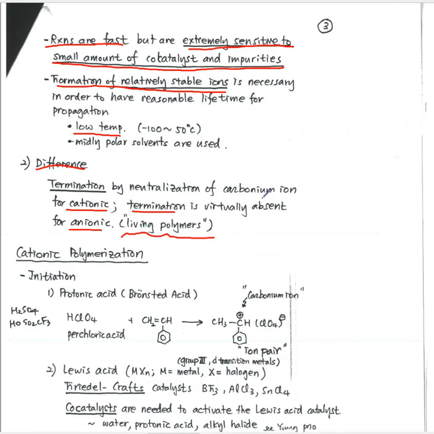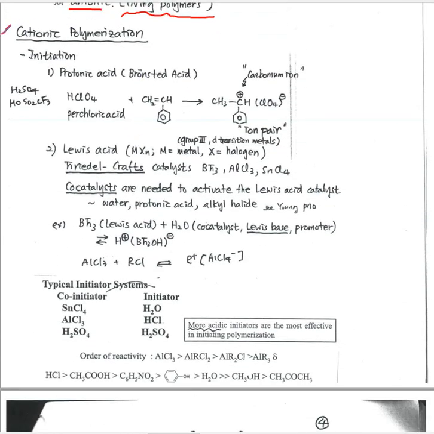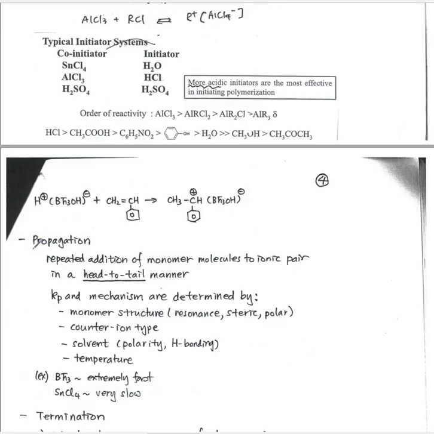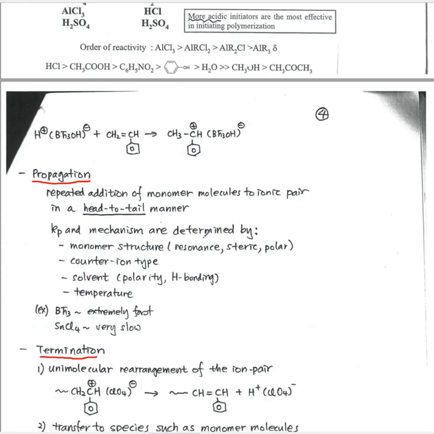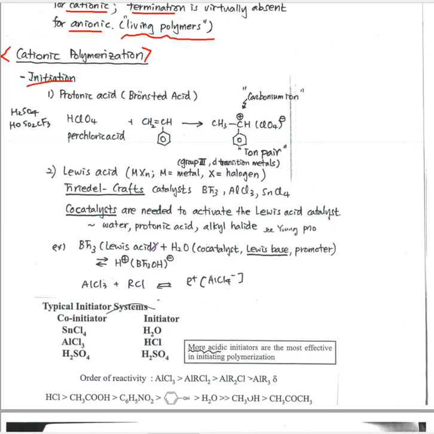So the first is cationic polymerization. Cationic first. For cationic polymerization, there are also three distinct steps, as we have learned from free radical polymerization: initiation, propagation, and termination. Okay, let's see one by one. So for initiation, similar to what we have learned from free radical polymerization, in this step we need to make a cation, right?